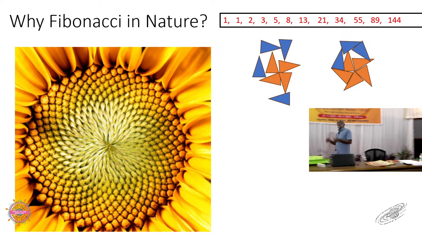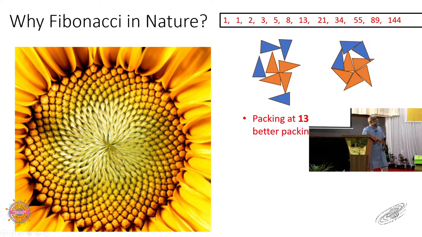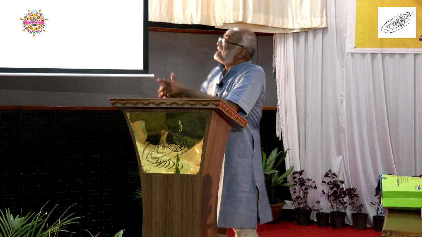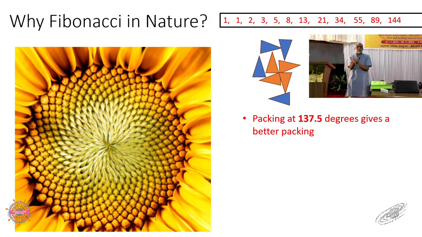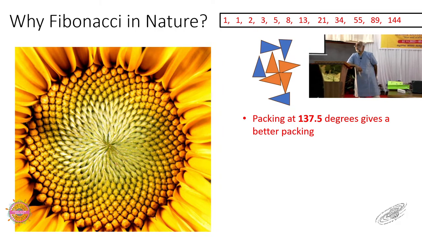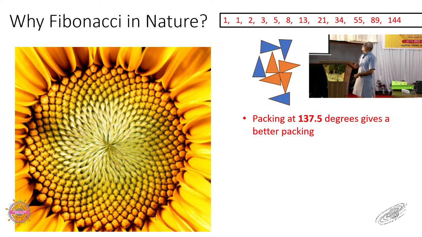What is the best way of packing now? People have found that the best way of packing is 137.5 degrees. And that is exactly what you now find in sunflower. The angle of deviation of the next seed to the previous seed is 137.5. Now what does this 137.5 have to do with Fibonacci? Anyone? 137.5 is also called the golden mean angle.